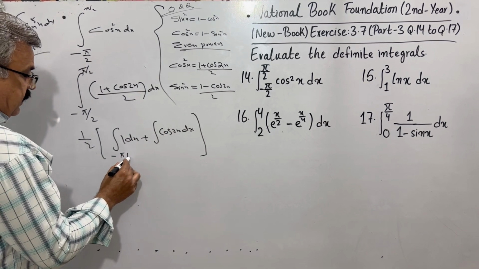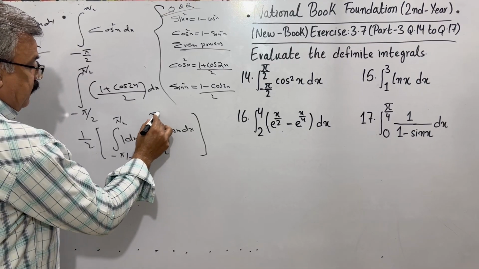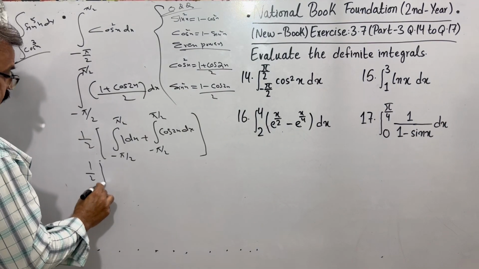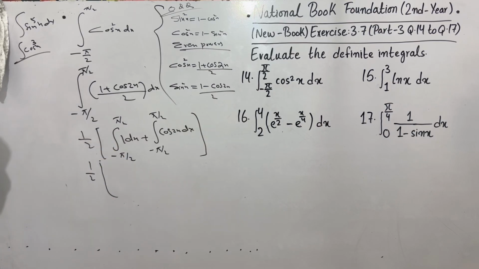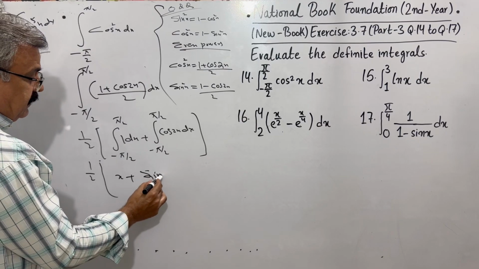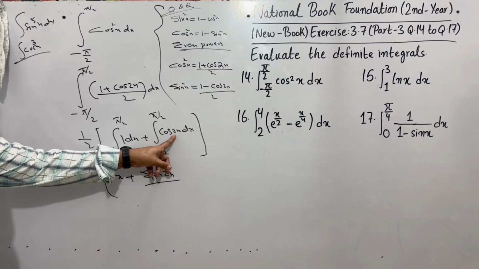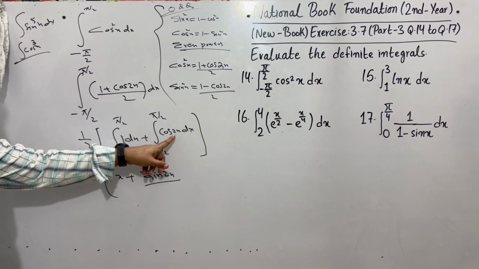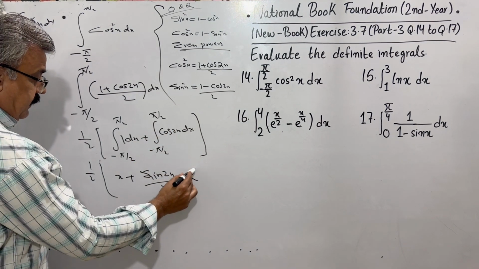Let me write the limits like a child for you to give you clarity: minus pi over 2 to pi over 2, integration. When your brain is totally shut down in case of integration, just ask yourself, what is the differentiation of which function? The differentiation of x is 1, and cos is the differentiation of sine 2x. Don't forget to divide by the differentiation of the angle. Look at this, the angle is a multiple of 2, and the differentiation of 2x is 2, so divide by 2.